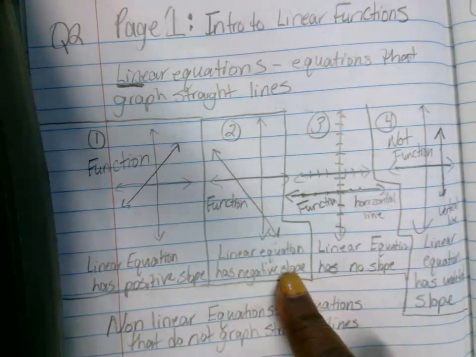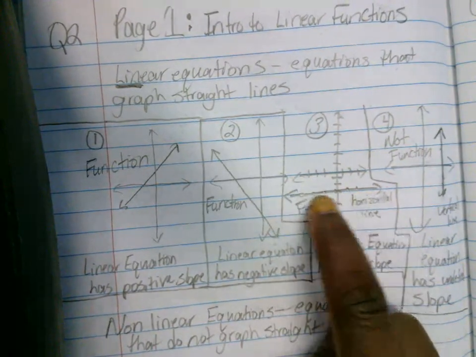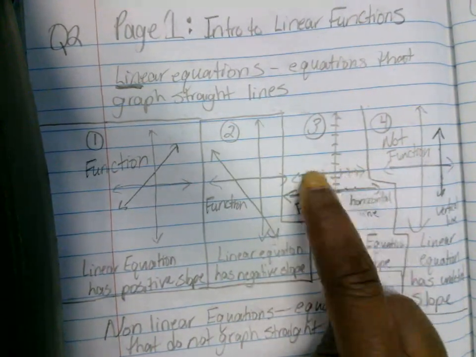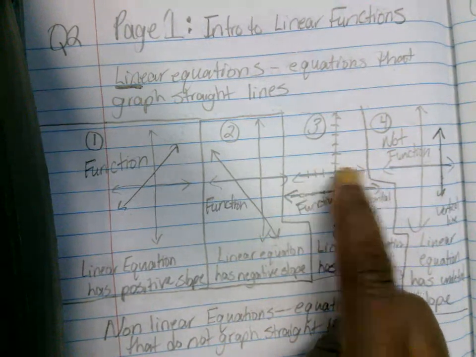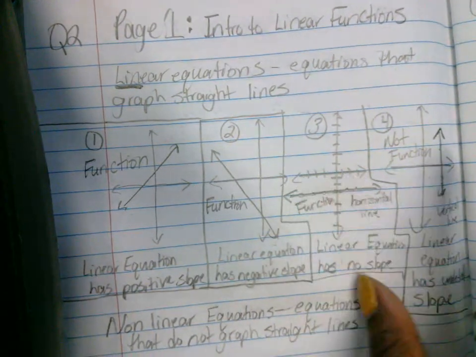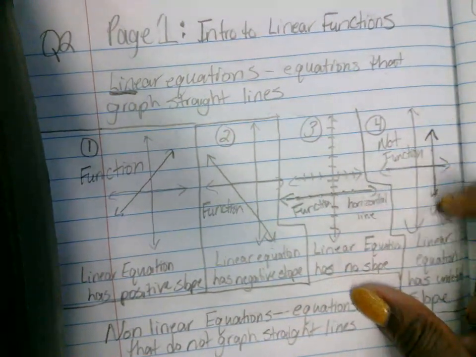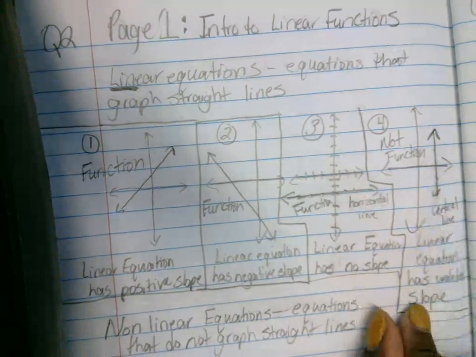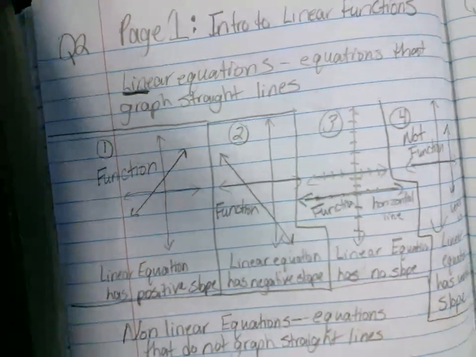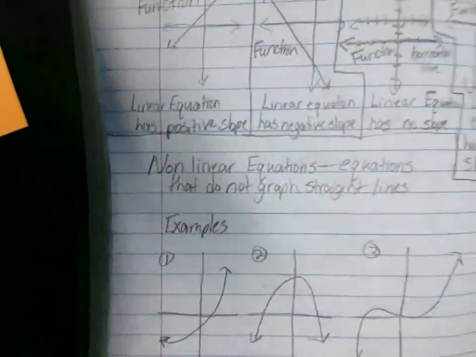That means they have negative slopes. You have a straight line that is horizontal. That means it doesn't have any steepness. There's zero slope there. And then you have vertical lines, lines that go straight up and down. They have undefined slope. Nonlinear equations are equations that do not graph straight lines.